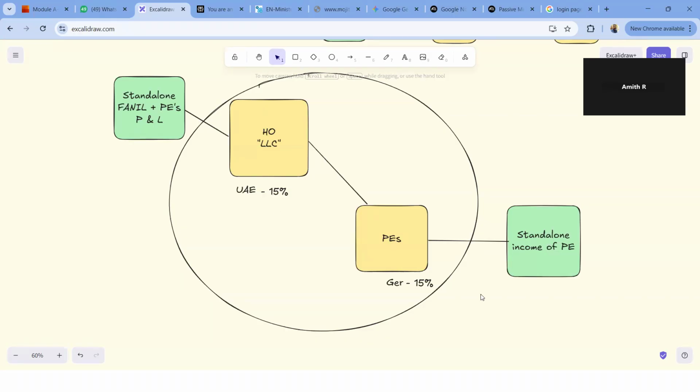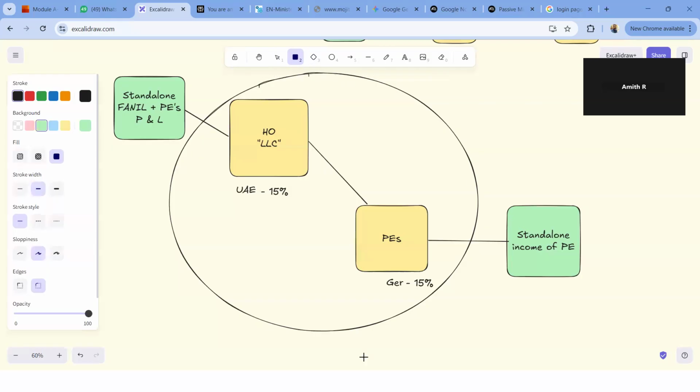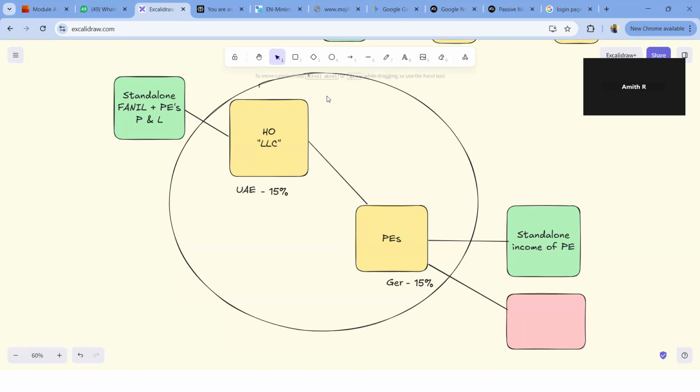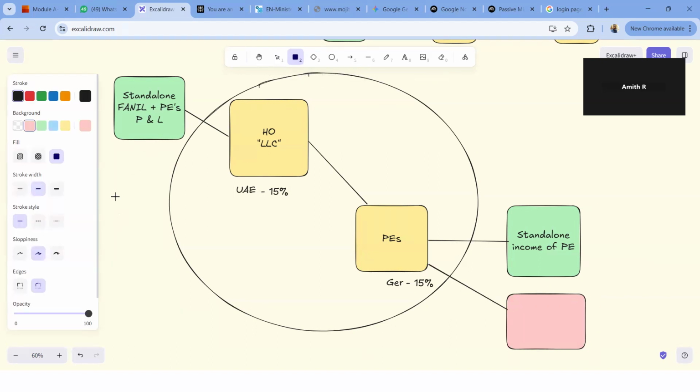So that is the context we are in. Now let's come into taxation. So this is just P&L. This is just accounting statements. Now what happens in taxation? How would I find the tax of PE? What would be the tax of PE? How would you calculate the tax of PE, and how would you calculate the tax of HO?